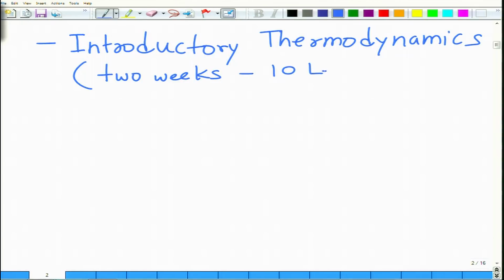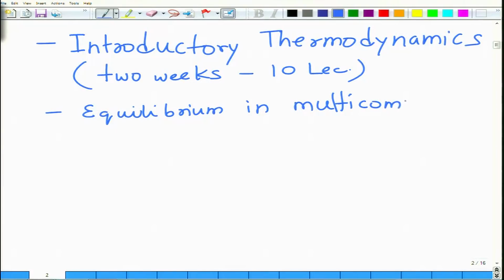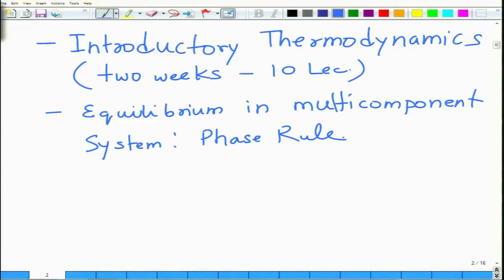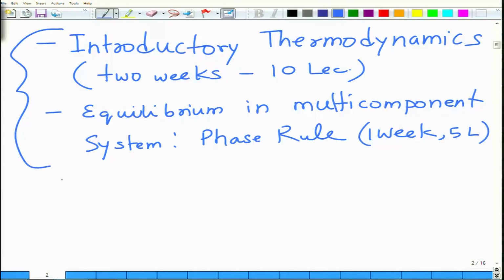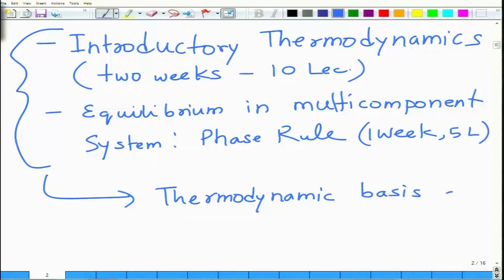of about 10 lectures. Okay, and then we will move on to equilibrium in multi-component systems. We will explain this in the context of what we call the phase rule. So this will be done in about 1 week, which will be about 5 lectures. So basically these two topics put together will be about 15 lectures, and they will constitute what we call the thermodynamic basis of phase equilibrium.